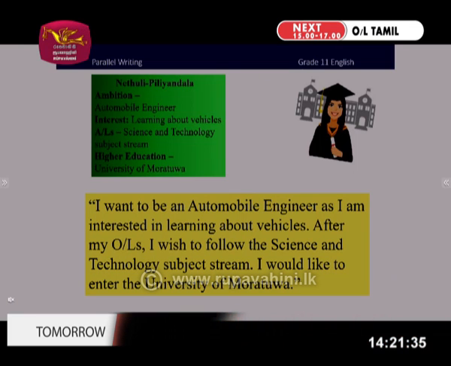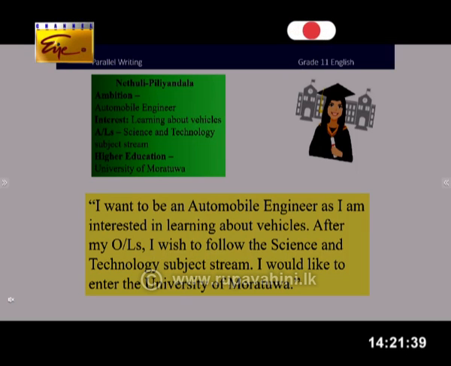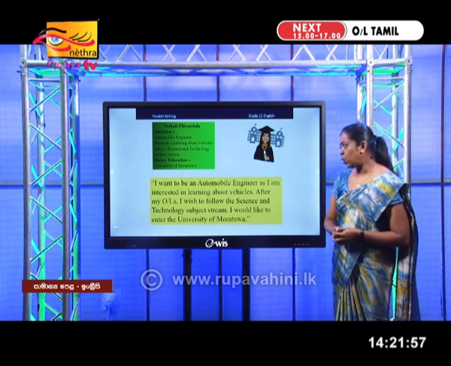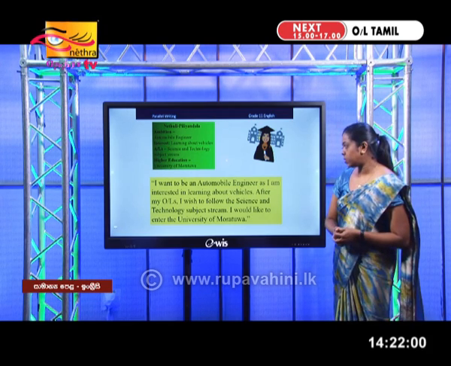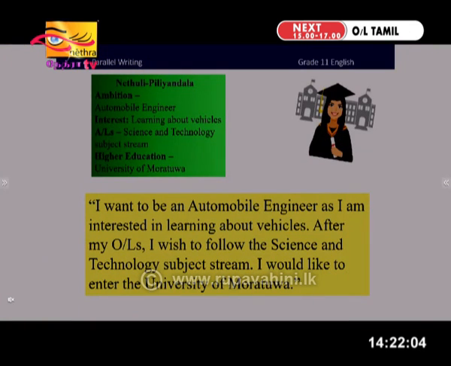I want to be an automobile engineer. You know, Rizwan and Amali, they spoke in first person, so I have started my sentence also in the same manner, and please observe the inverted commas or quotation marks because it is an utterance. As I am interested in learning about vehicles. After my O-levels, I wish to follow the Science and Technology subject stream. I would like to enter the University of Moratuwa.